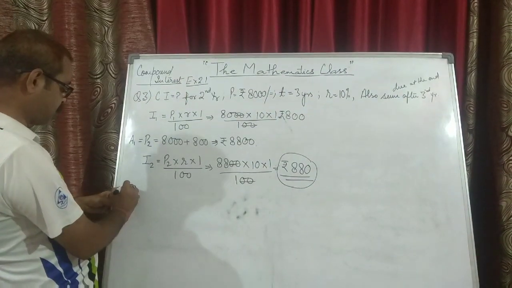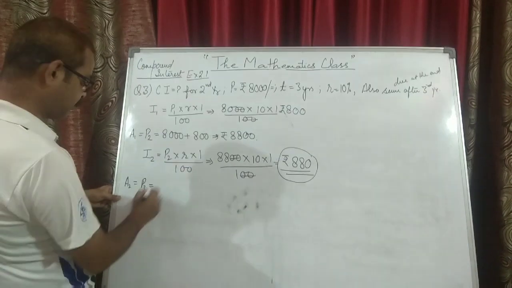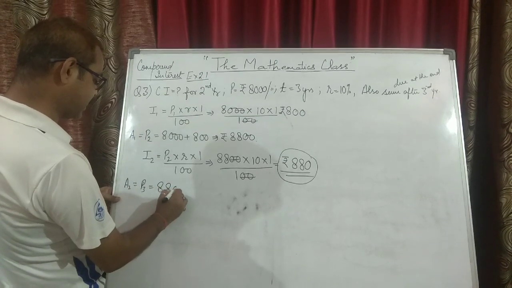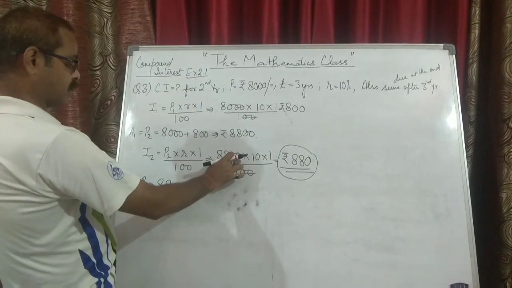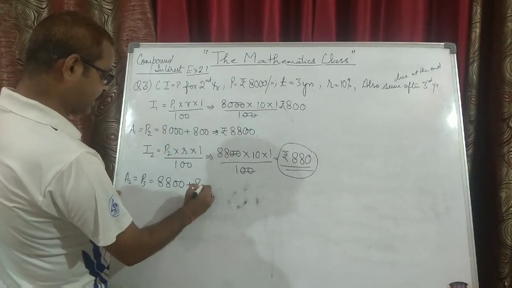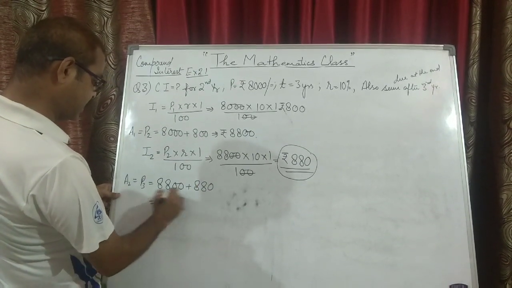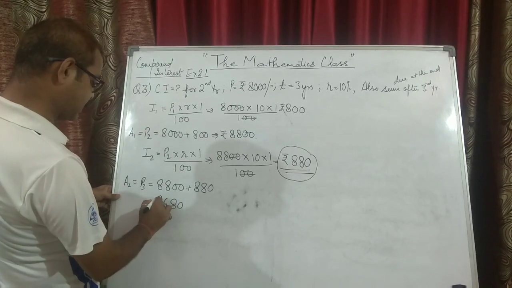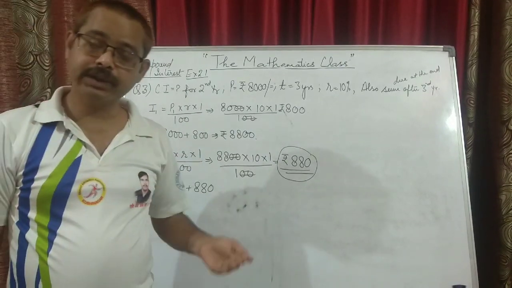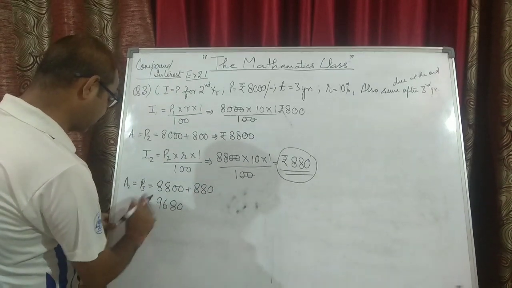Now they say also find the sum due at the end of the third year. So we will calculate amount after the second year, or principal for the third year. That will be 8,800, principal for the second year, plus interest after the second year, 880. So it becomes 9,680, which is the principal for the third year, or amount after the second year.